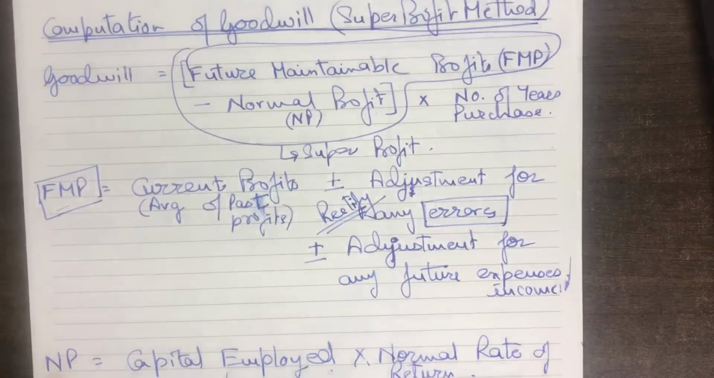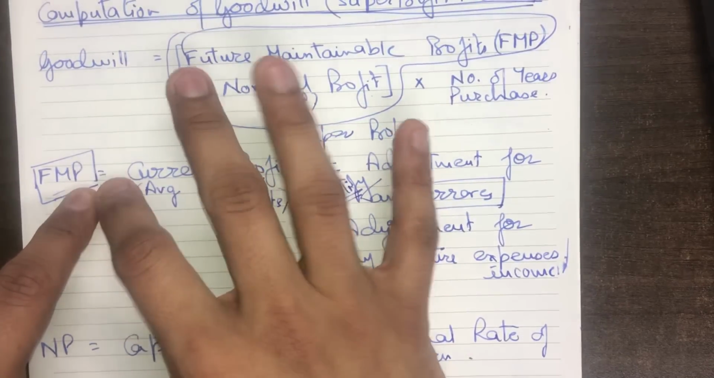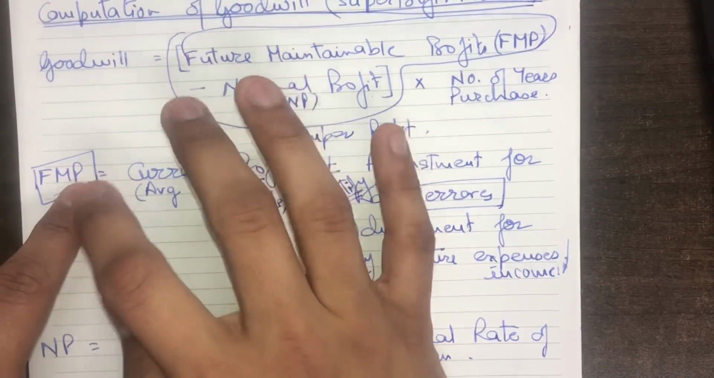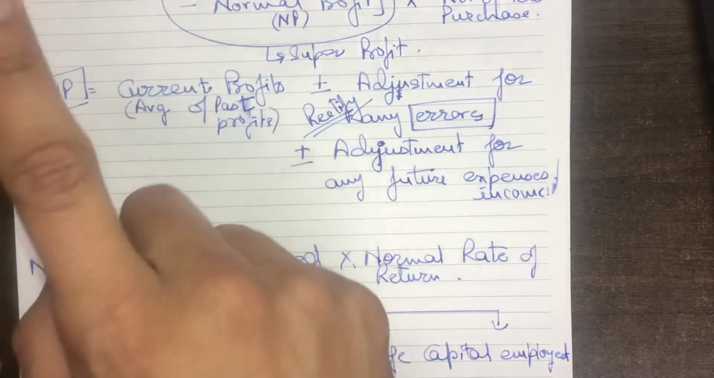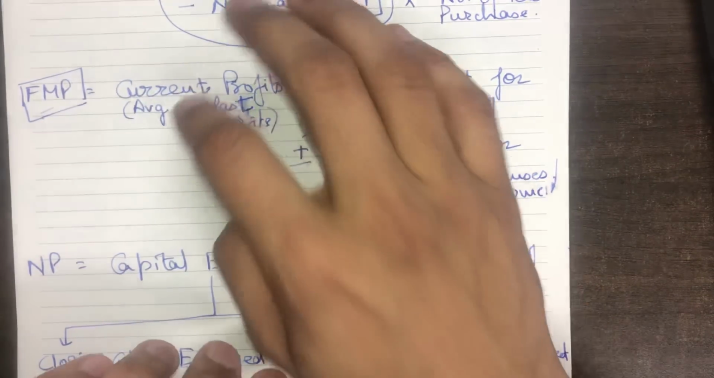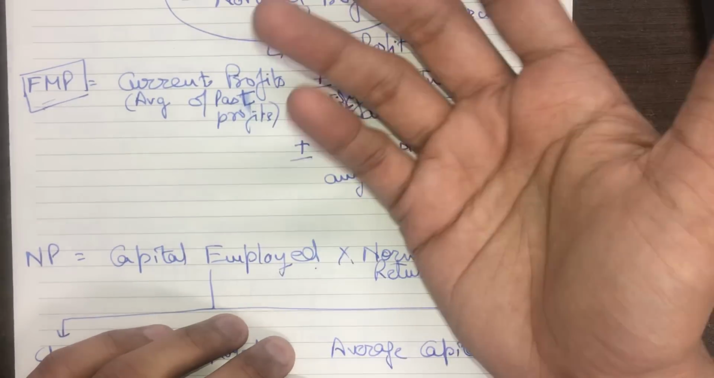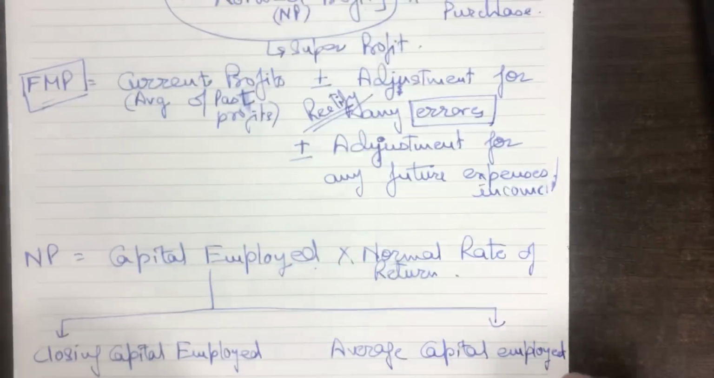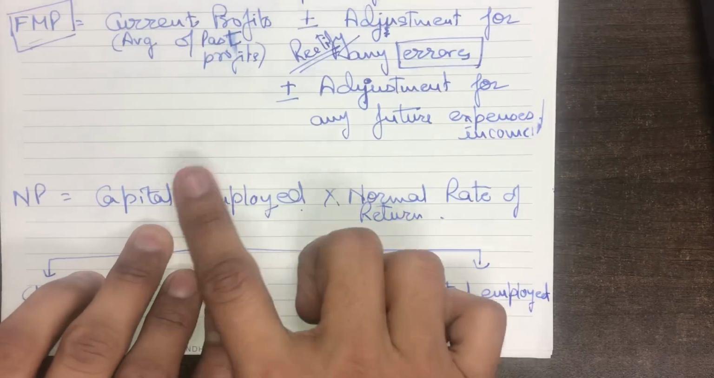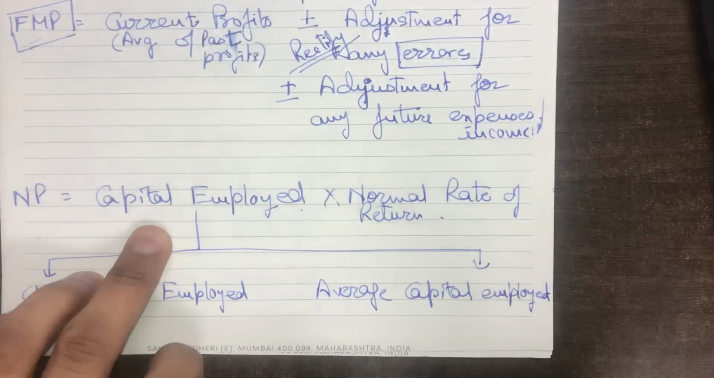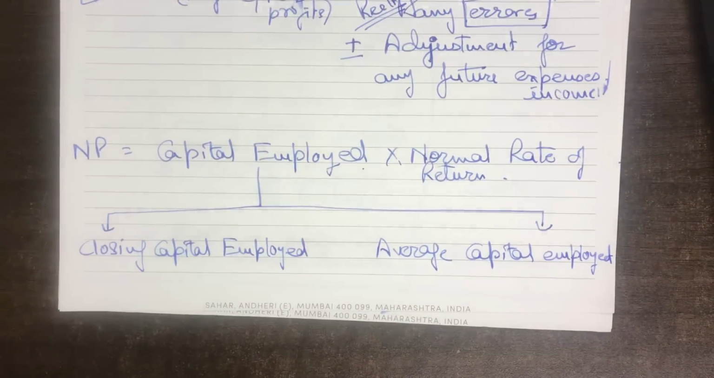This is normal profit. Now suppose you are actually earning 12 lakhs of income, then that will be future maintainable profits. So the difference between 12 lakhs and 10 lakhs, this difference will be super profit. And why would this difference be there? This difference will be there because of the existence of some intangibles which we term as goodwill. So normal profit is nothing but a multiplication of capital employed with the normal rate of return. Normal rate of return is usually given in the question, and you have to compute the capital employed.